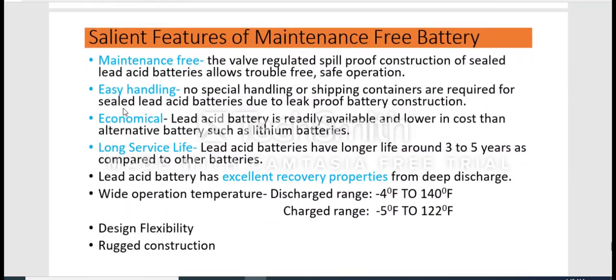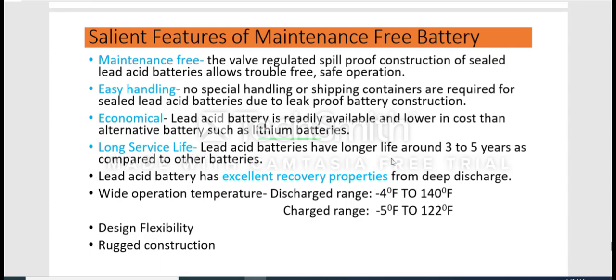Okay, the next point is salient features of maintenance free battery. Easy handling: no special handling or shipping containers are required for the sealed lead acid battery due to leak proof battery construction. Economical: lead acid battery is readily available and lower in cost than alternative batteries such as lithium batteries. Lithium ion batteries are generally used in electrical cars. Then long service life.